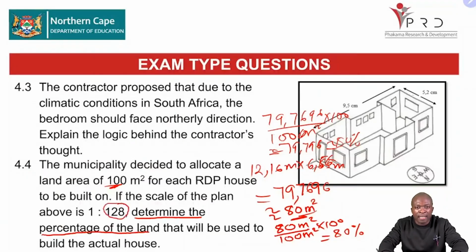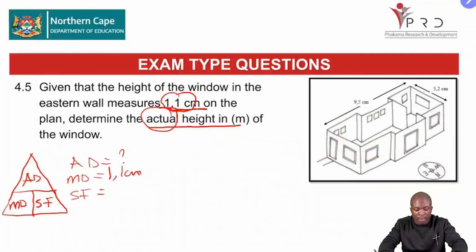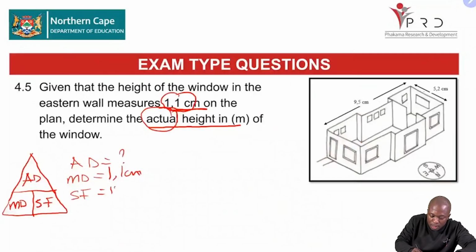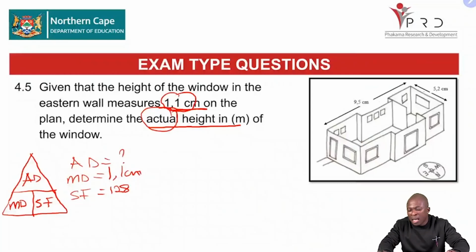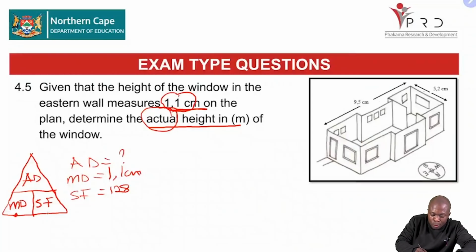What's our SF again? 128. So we have our 128. So if you know the MD and you know the SF, how do we put it all together? You know the MD, you know the SF. We multiply the MD and the SF. So what should we multiply here?